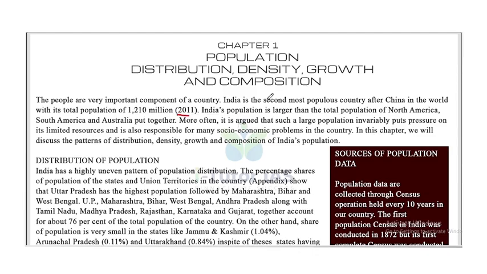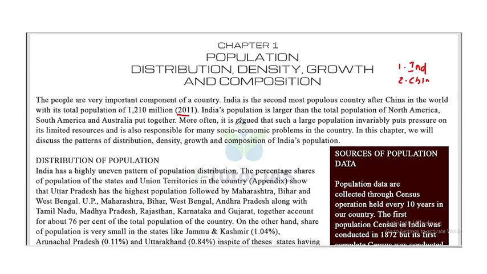But today India is the most populous country: first is India, then second is China. India's population is larger than the total population of North America, South America and Australia put together.